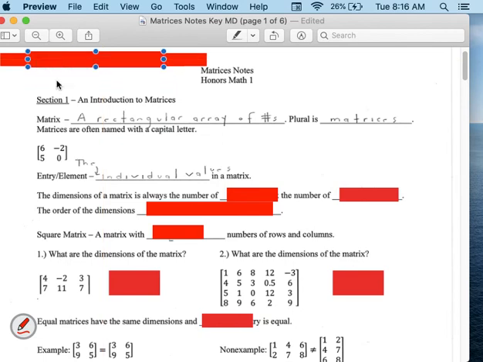The entries or the elements are the individual values. So 6 is an entry or an element. -2 is an entry or an element, so on and so forth.